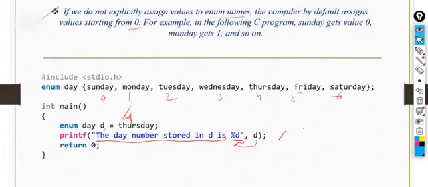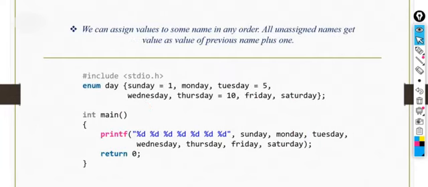So what will print over here? 4 will print over here. Okay. So next point is we can assign the values to some name in any order. There is no compulsion that you have to start from the first name and assign all the values. It may be possible you are assigning some values to some names and leaving others.